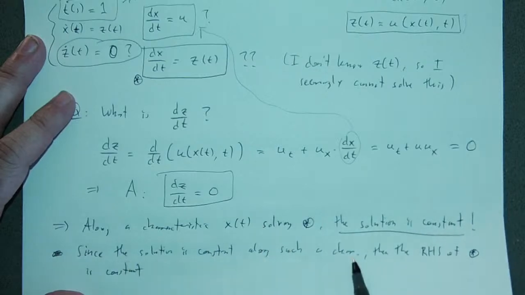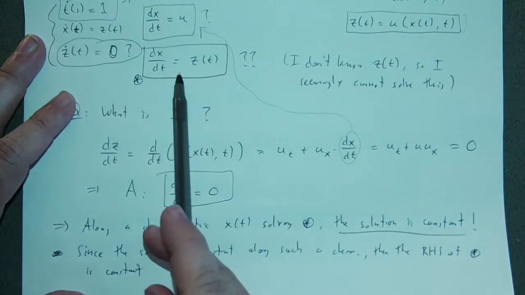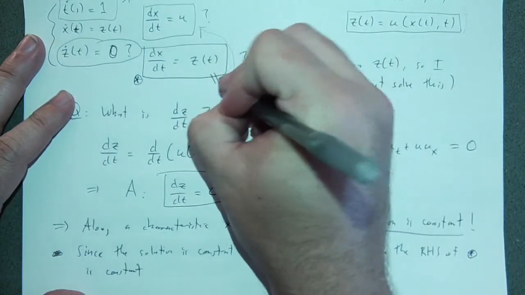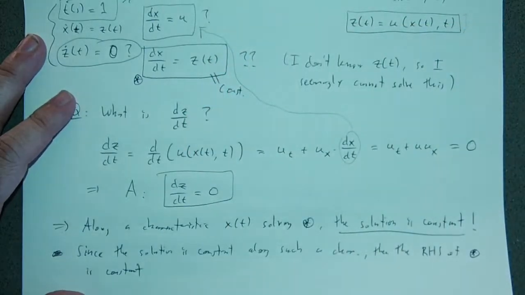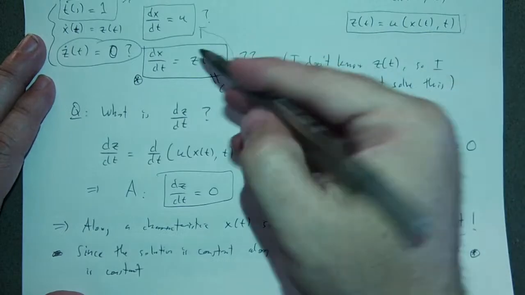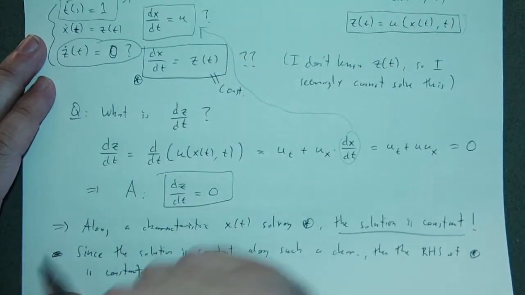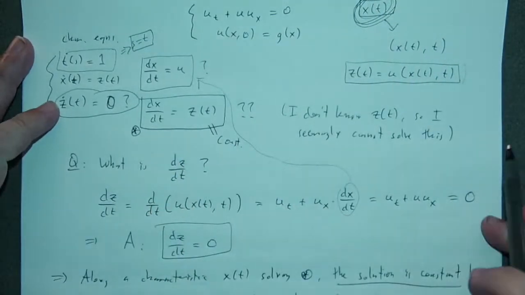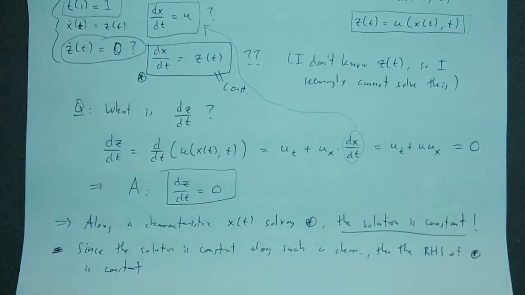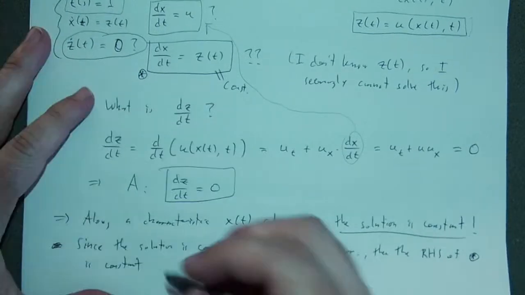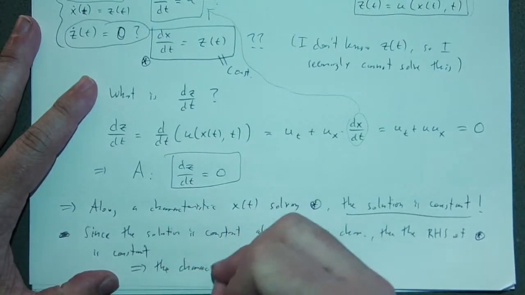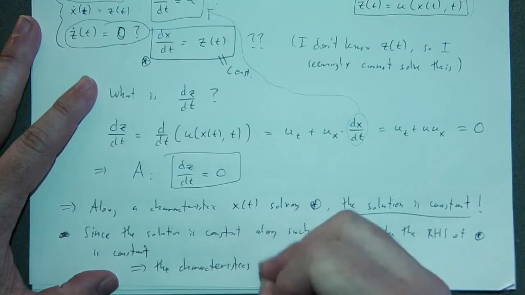But since this solution is constant along such a characteristic, going back to this differential equation, it means this right-hand side is actually just a constant. So then dx dt is equal to a constant. So I have characteristics x of t, and their derivatives are constants. Well, what kind of curve is that? It's a straight line. The characteristics must be straight lines.